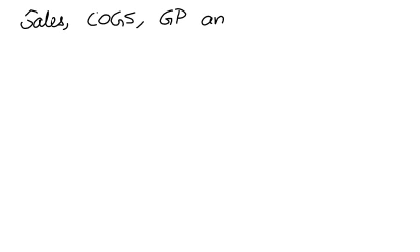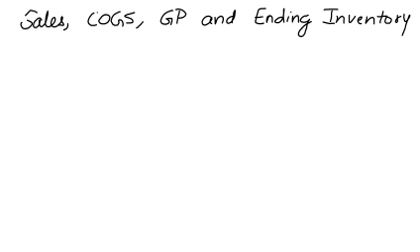Here's chapter 6 on inventory. Before we start with costing on inventory, we need to understand sales, cost of goods sold, gross profit, and ending inventory. How do all these four key terms work with each other? They're all related to each other.